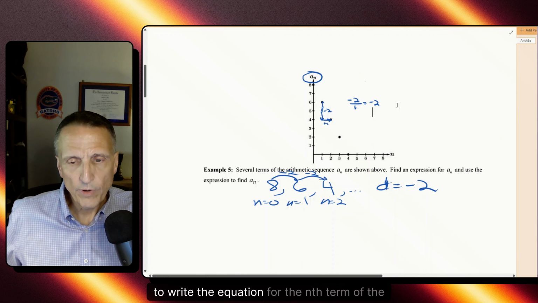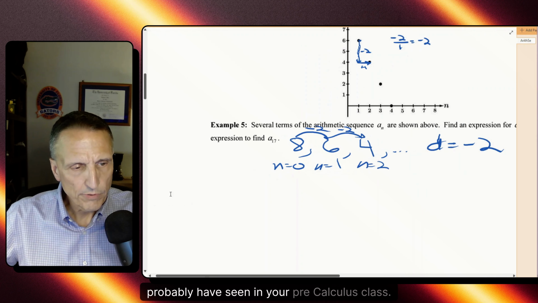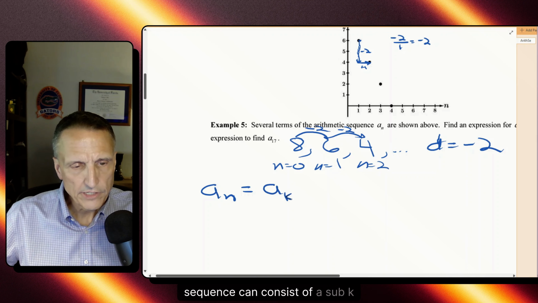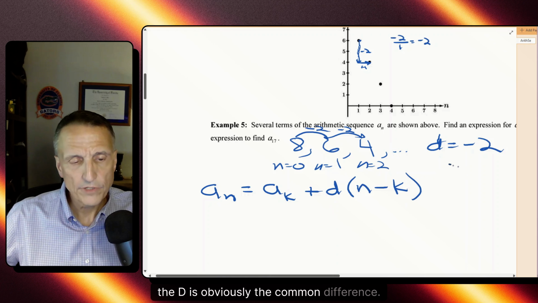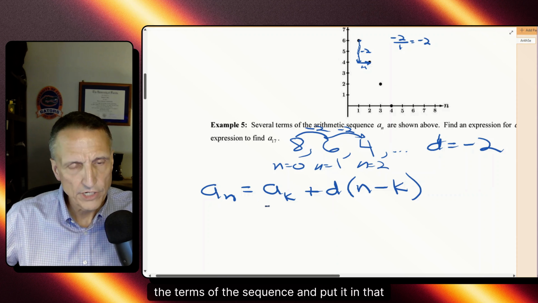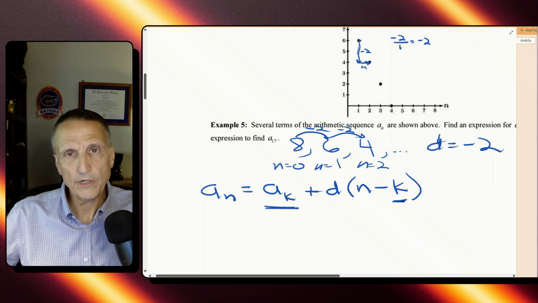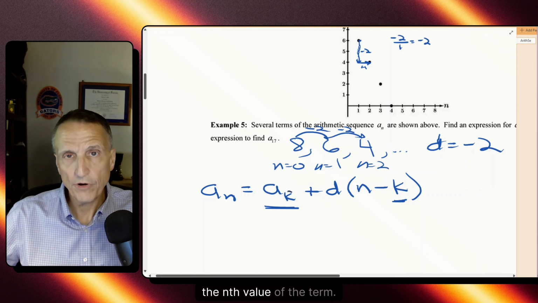Now, to write the equation for the nth term of the sequence, I'm going to use this form of an equation that you probably have seen in your pre-calculus class. It says that the nth term of an arithmetic sequence can consist of a sub k plus the common difference d times n minus k. The d is obviously the common difference, but this a sub k means that you can pick any of the terms of the sequence and put it in that position to make your equation, but you need to put its corresponding n value, which we call k. This would be a sub k, and this is k, the n value of the term.